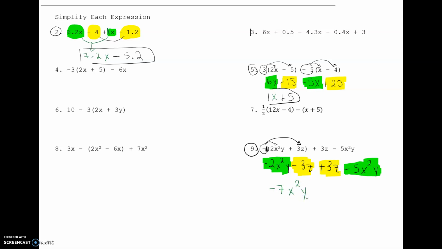And then last but not least, I'm going to combine my yellow terms together. And actually, I have negative 3 plus 3. Those are additive inverses. So actually, these two cancel out to be 0. So this is my final answer.